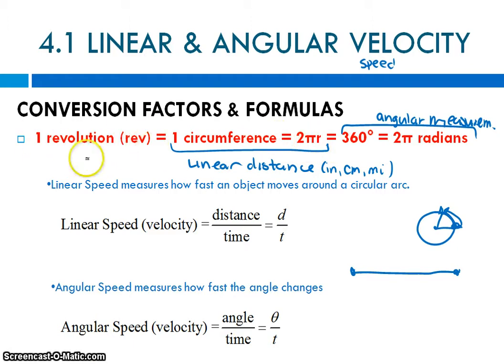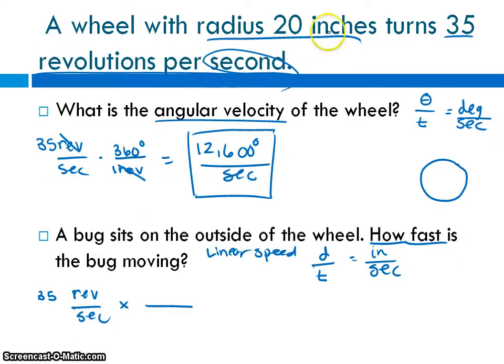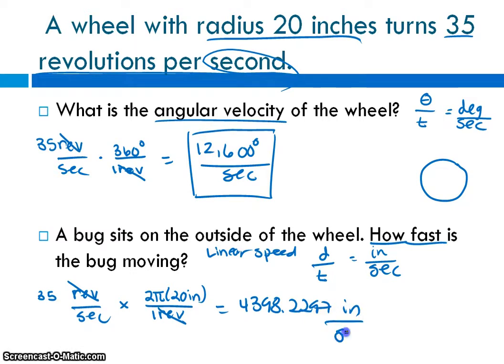So we can get rid of the revolution and then get 2 pi r, and r is going to be 20 inches. Okay, so I know the circumference, 2 pi times r, 20 inches, is equivalent to 1 revolution. So this is the conversion factor, because going one circumference around the circle is equivalent to 1 revolution, going one time around. So revs cancel, and I have 35 times 2 times 20 pi, and this is going to be 4,398.2297 inches per second.